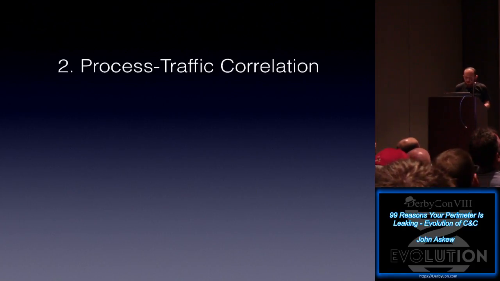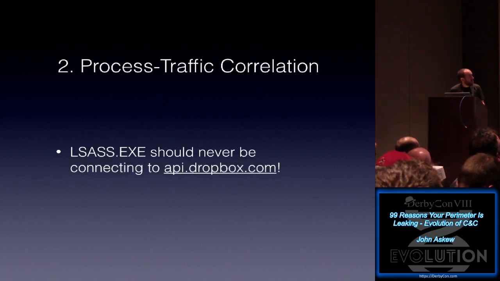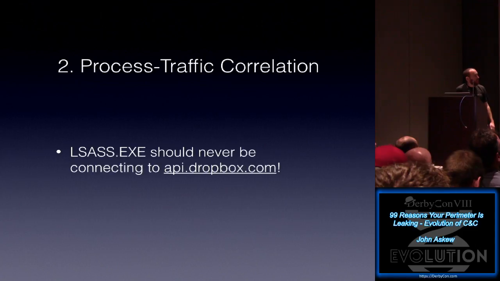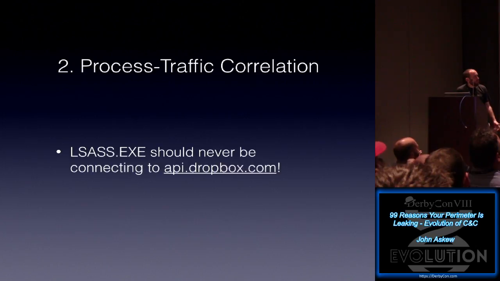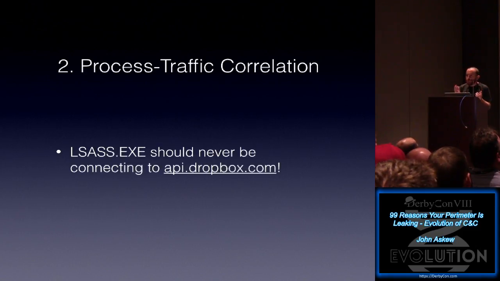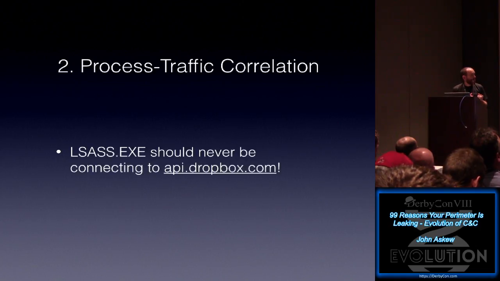I didn't really talk at all about endpoint type controls today, but this one's just too good to pass up. Looking at correlation between processes and traffic, you can see stuff like, LSASS.exe should never be connecting to weird third-party services, right? That's a given. And that might seem a little silly, and hopefully a sophisticated attacker would not be doing something like that. But the point is that attackers make mistakes, and you need to be ready for when those mistakes happen and be able to catch that one thing and then start that investigation.